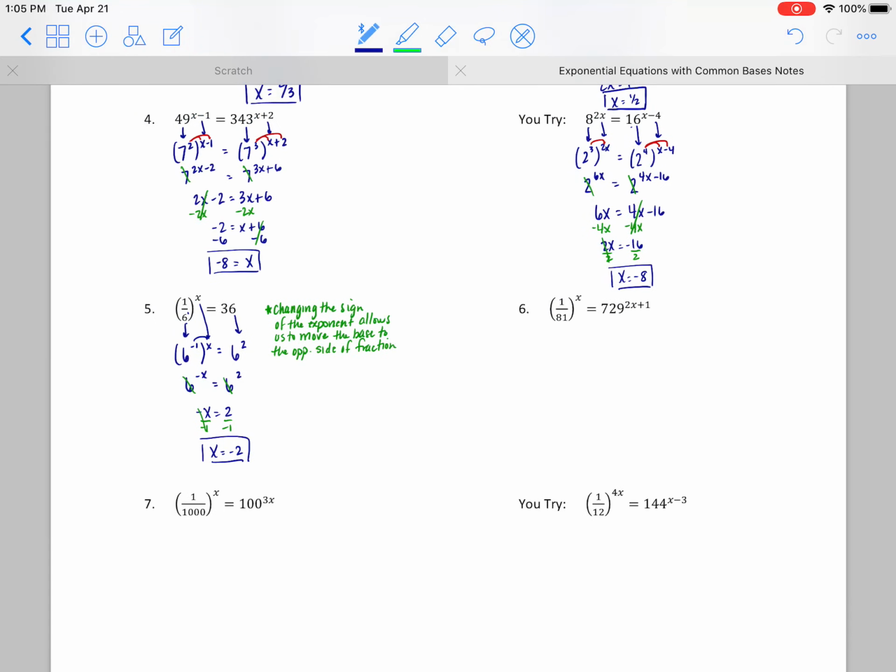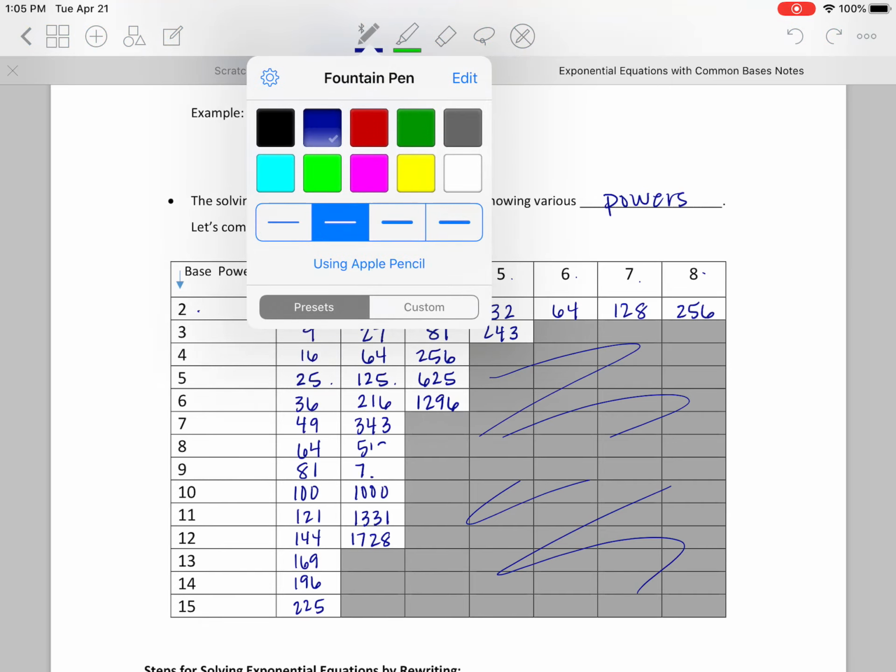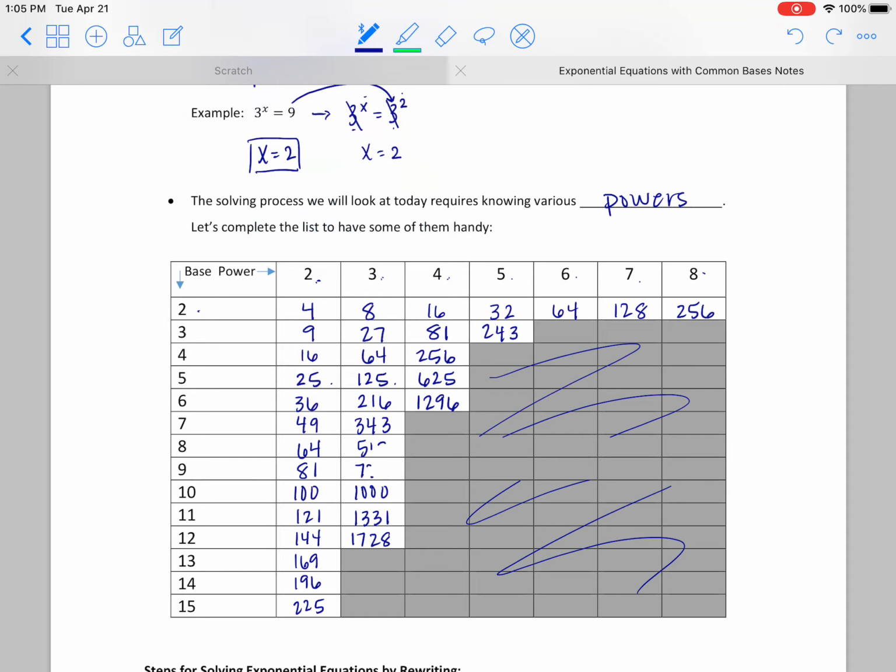So we have here 81 and 729. If you don't know, let's go to the other side here. 81 and 729. Oh, what did I do?